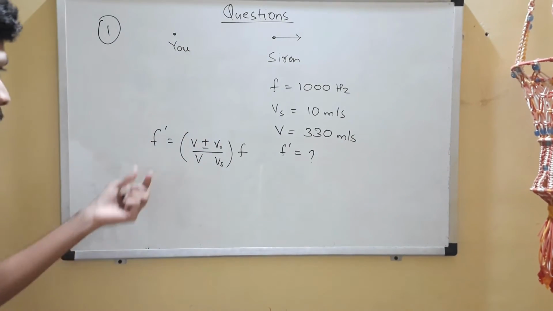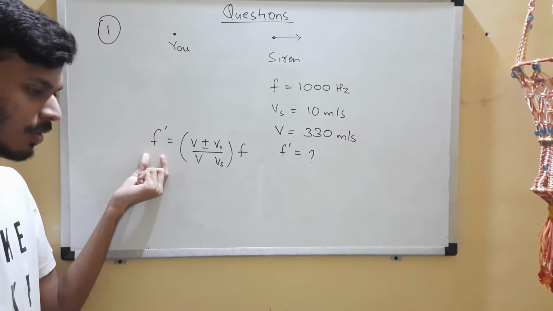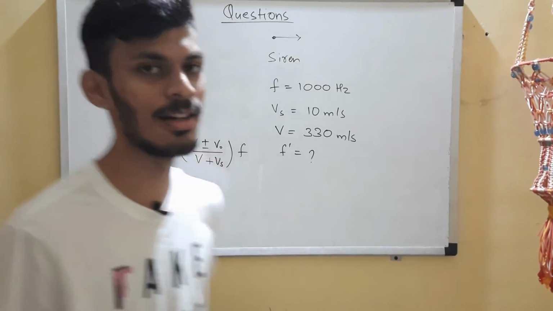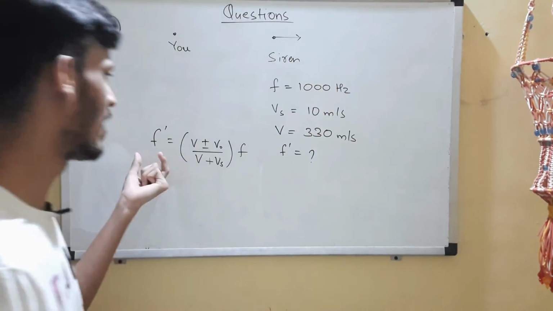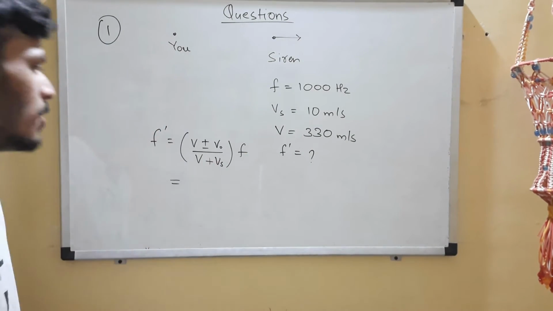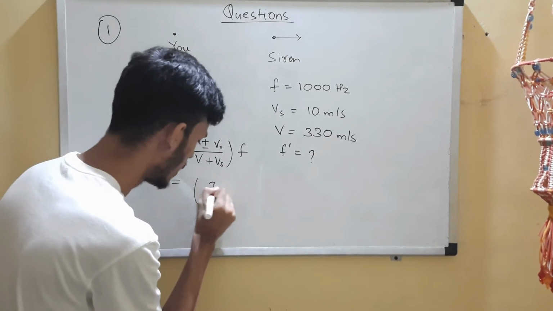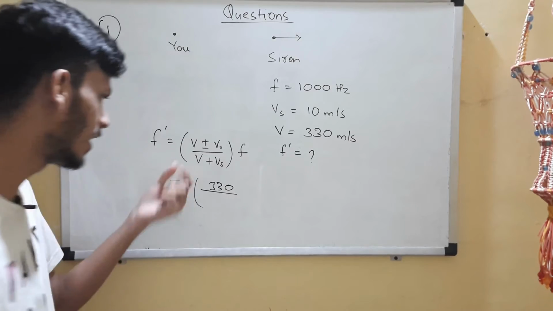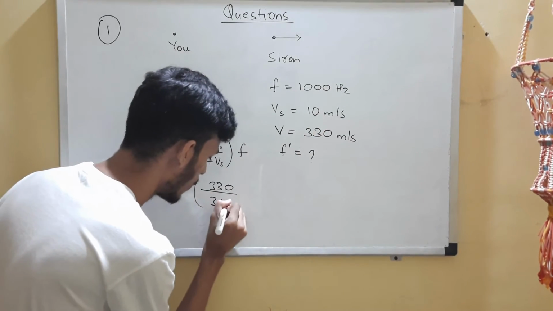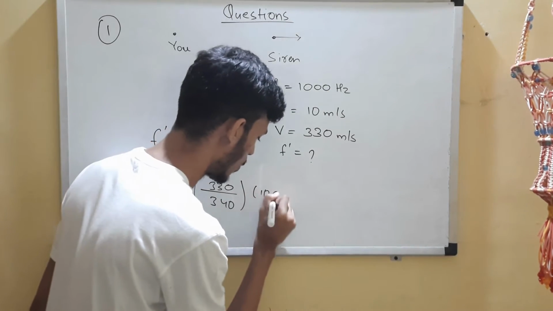In order to decrease F dash, which has Vs in the denominator, you will increase the denominator. If you increase the denominator, it will directly decrease F dash. So this is the formula we are supposed to use. Substitute the values: 330 plus minus 0, so that will be 330 divided by 330 plus Vs, 330 plus 10, that will be 340, into the original frequency, which is 1000.